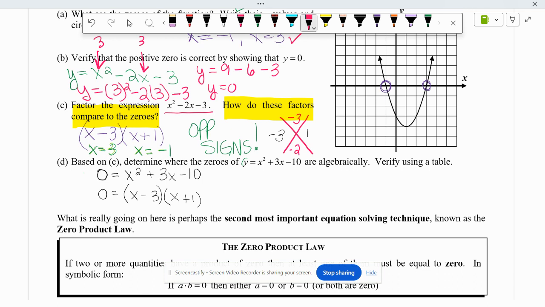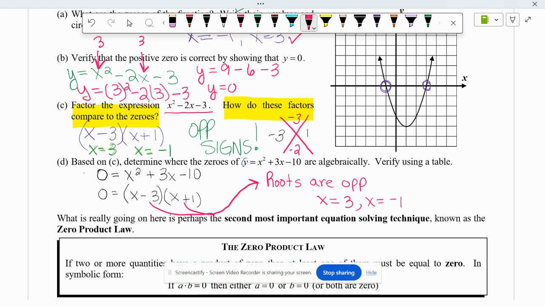And I told you yesterday and the day before, when we know what the factors are, we know that the roots are opposite. So what are the roots? If I have x minus 3, the root is x equals 3. And if I have x plus 1, the root is negative 1.